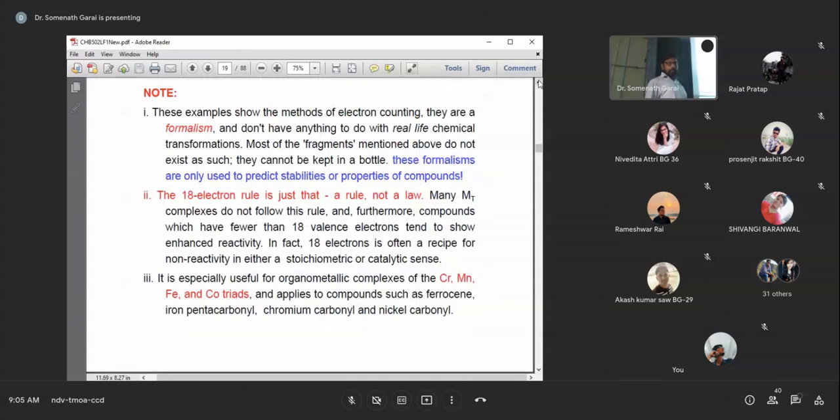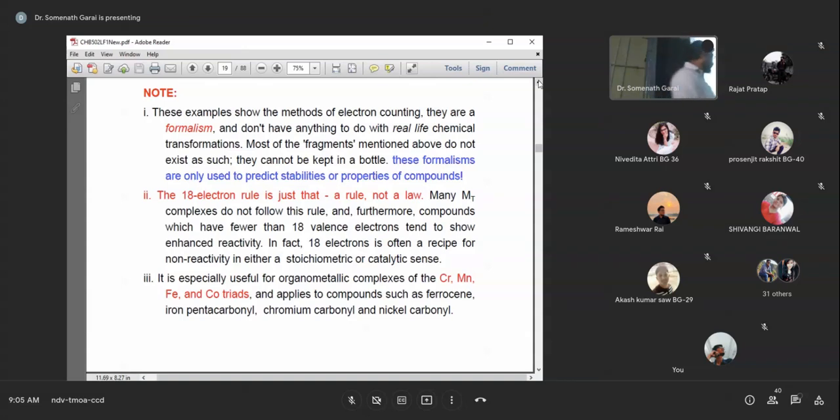So this is one caution: these are the drawbacks of the 18 electron rule. The 18 electron rule is a rule, not a law. The difference between a rule and a law is that a law is universal, but a rule might have some exceptions, and you should be aware of those exceptions. This is basically a formalism. That's why it is told.